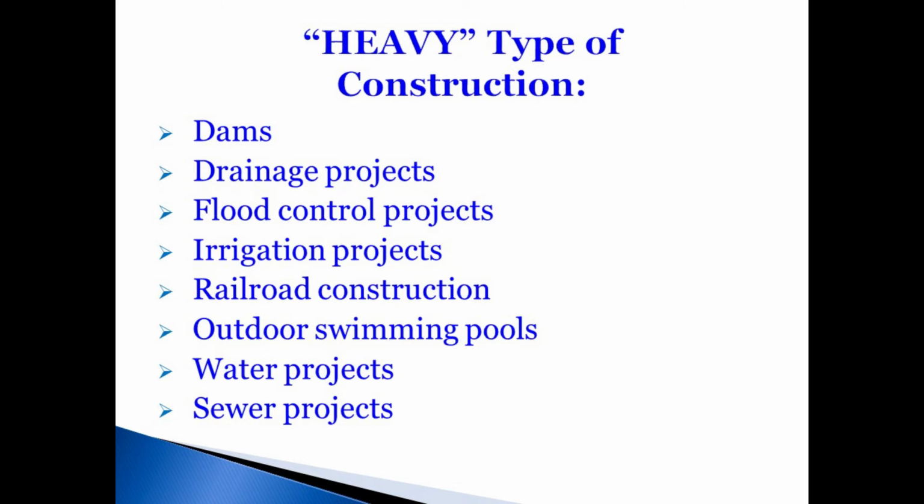The fourth type of construction is heavy construction. The U.S. Department of Labor says heavy construction includes those projects that are not properly classified as either building, residential, or highway. Heavy construction is not a uniform or standardized classification. It is really the catch-all of the different types of construction, which can include dams, drainage projects, flood control projects, irrigation projects, railroad construction, outdoor swimming pools, and water and sewer projects.